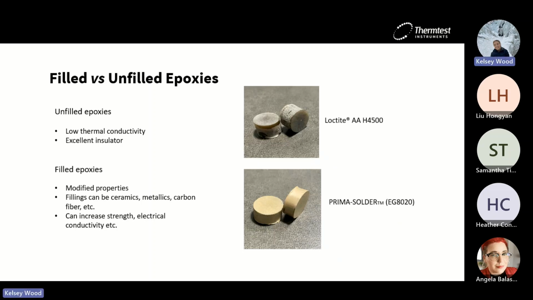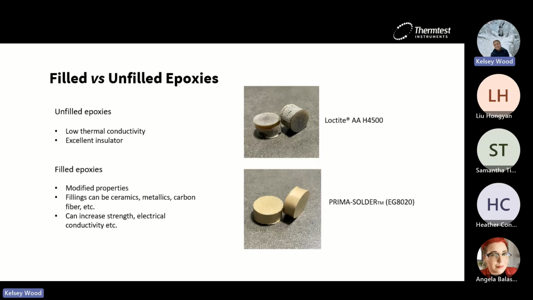Unfilled epoxies typically have a lower thermal conductivity and are excellent thermal insulators. Our Loctite unfilled epoxy is a two-part adhesive that forms very strong bonds and is able to maintain its strength over a range of temperatures. So this is what we're going to be measuring today for the unfilled epoxy.